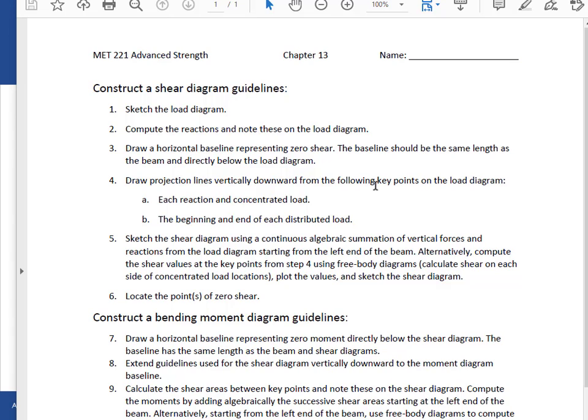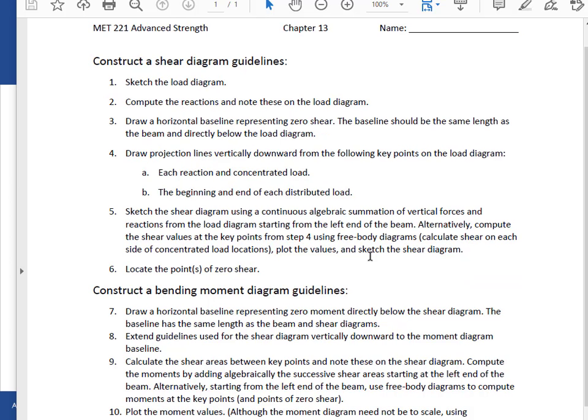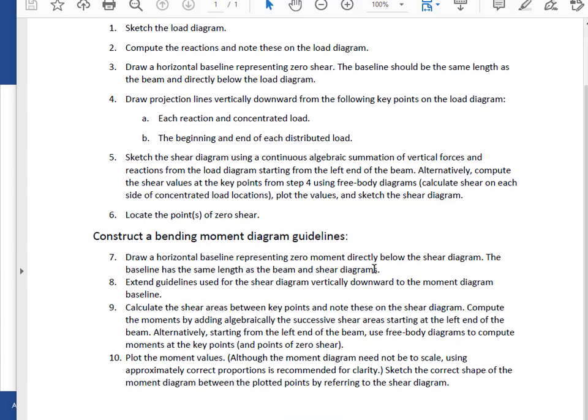Then you draw projection lines vertically downward from the following key points. Every reaction should have a vertical line. Every concentrated load should have a vertical line, as well as the beginning and the end of a distributed load. Sketch the shear diagram using continuous algebraic summations of the vertical forces, and then locate the points of zero shear. The points of zero shear are going to be the highest moment. Once we start talking about stresses, we'll need to know this, because the bending stresses are going to be the highest at those points of zero shear.